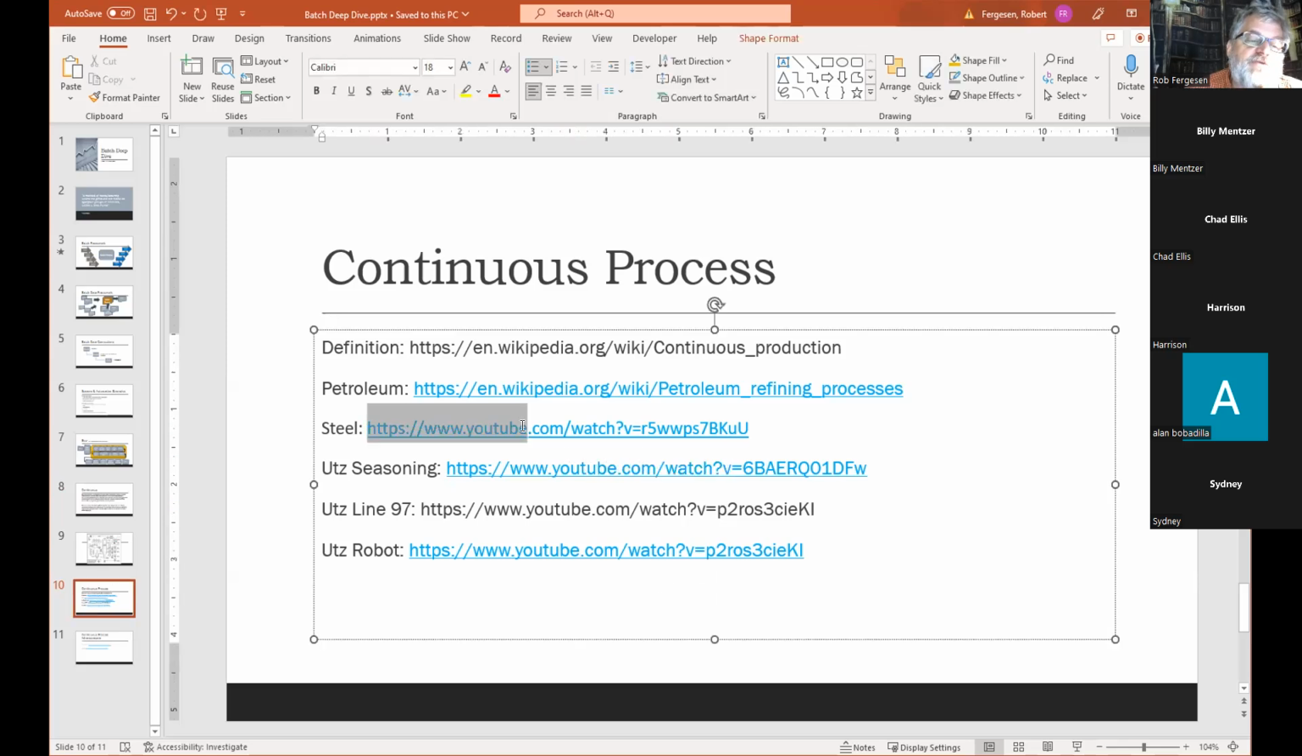So steel manufacturing is the example of another continuous process. And what I'm going to do is share my screen here. We're going to go look at that video. If I can pull it up here.